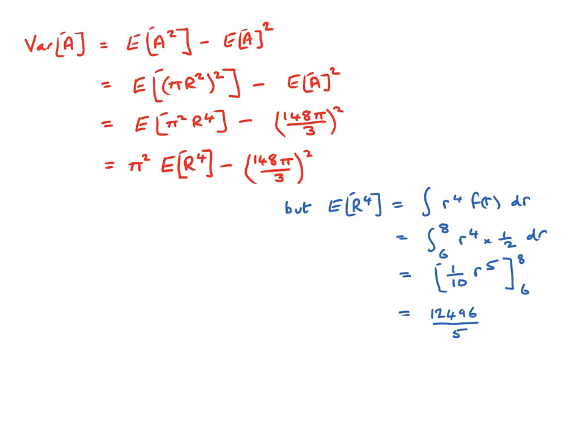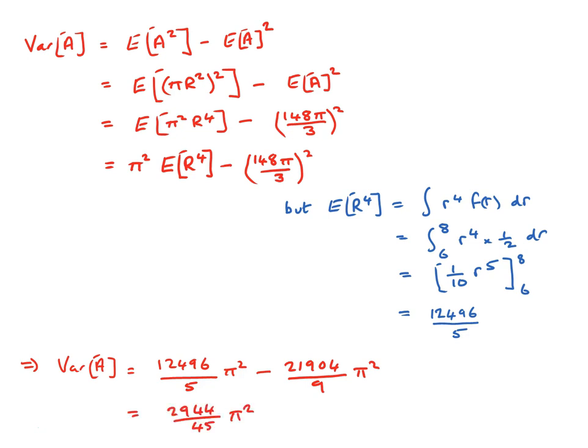So for our answer to the variance of A, we're going to have 12,496 over 5 times pi squared, take away the square of 148 pi over 3, which is 21,904 over 9 pi squared, and that tidies up to 2,944 over 45 pi squared.